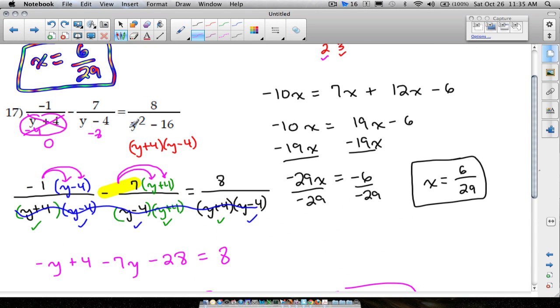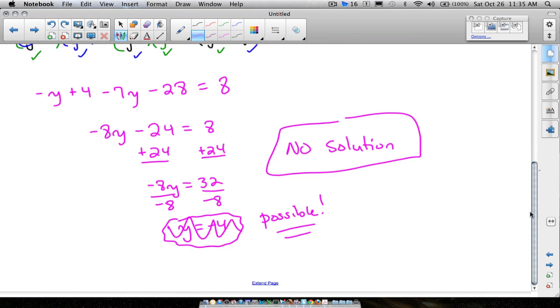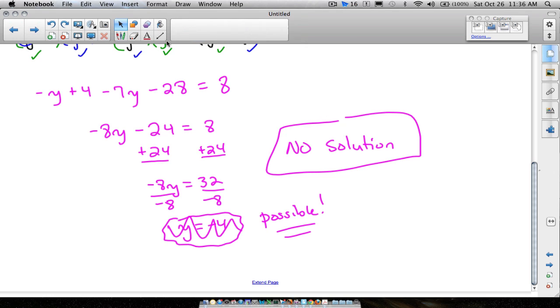Negative 4 squared is a positive 16. Minus 16 would give you 0 at the bottom right there as well. But it only has to mess up in one spot. So therefore, since that was the only possible answer, it didn't work. We don't have a solution.